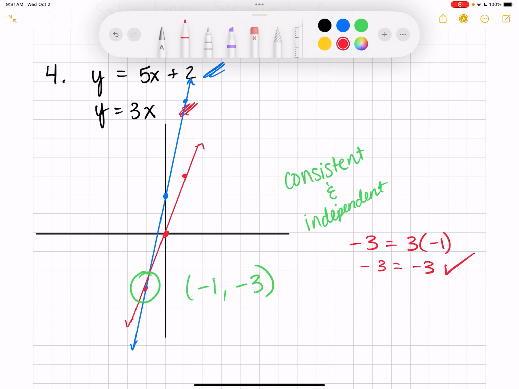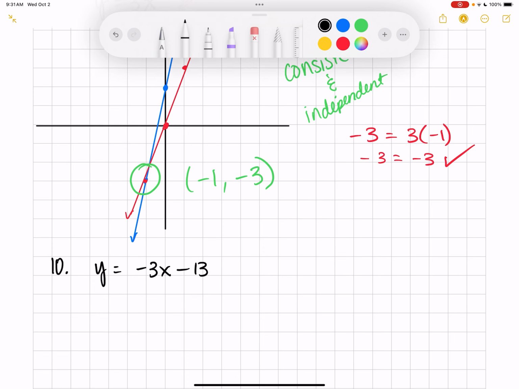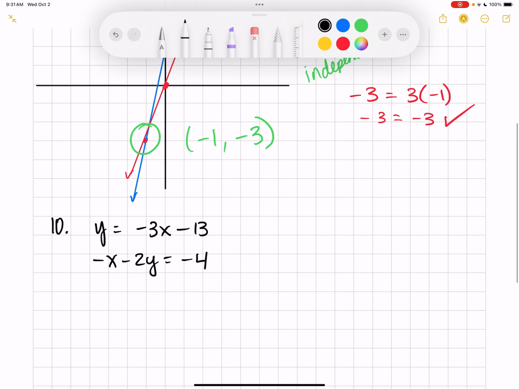Number 10. Y equals negative 3x minus 13. And the other one, negative x minus 2y equals negative 4. So I would suggest that we put everything in slope-intercept form. So I would have negative 2y equals x minus 4. Y equals negative 1/2 x plus 2. So one line, other line.